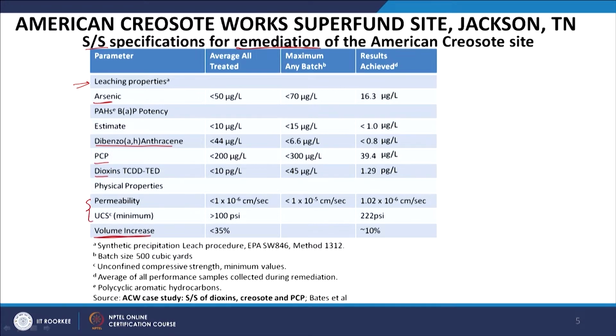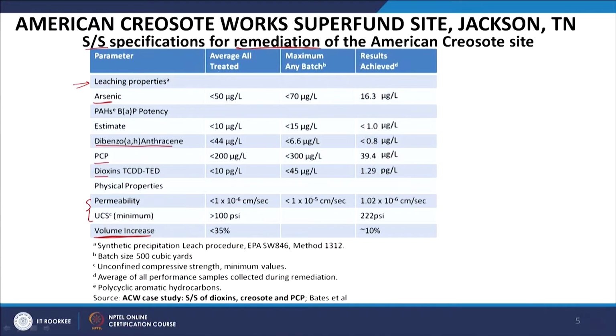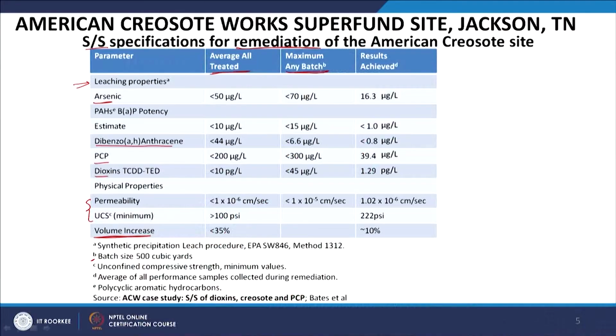As I mentioned earlier, obviously volume increase is something that is remarkably relevant. So let us look at the different options here. This is the average of all the treated batches, I guess, right. So the maximum of any batch, right, and here batch size is around 500 cubic yards. So they test different batches and this was the maximum that they obtained, this is the average and results achieved, but we have a particular note here: average of all performance samples collected during remediation, right.